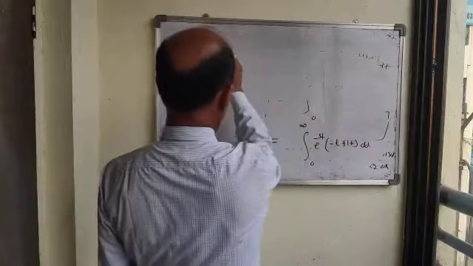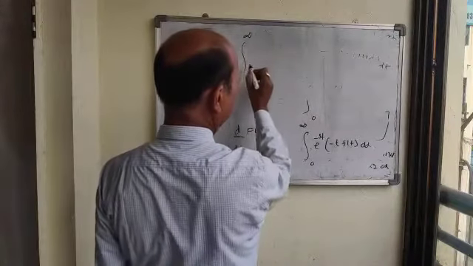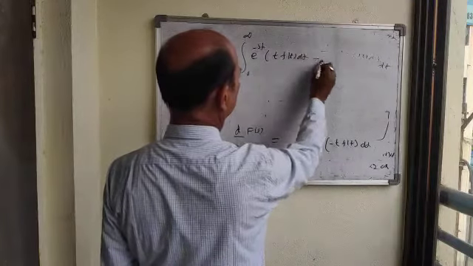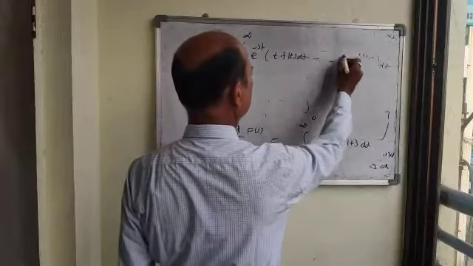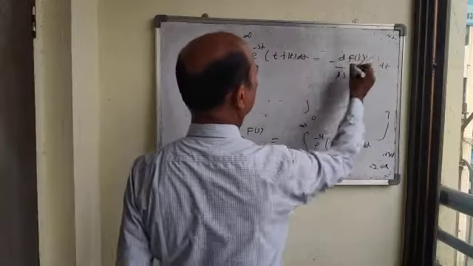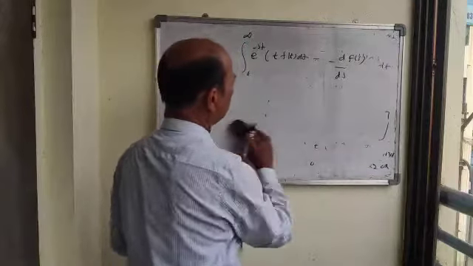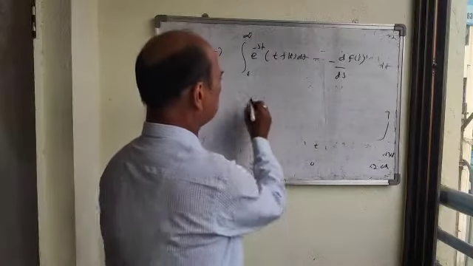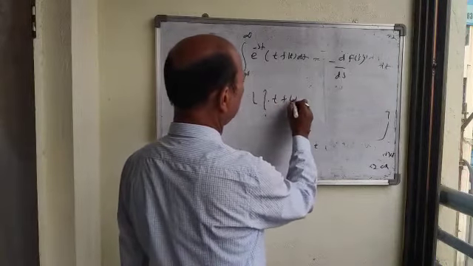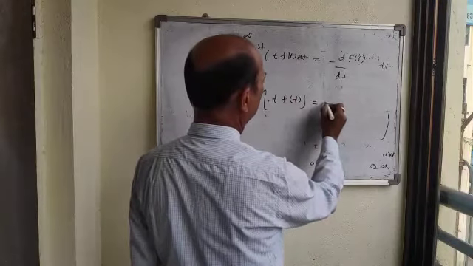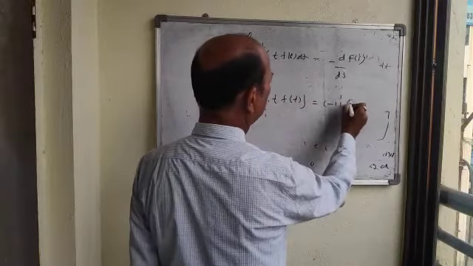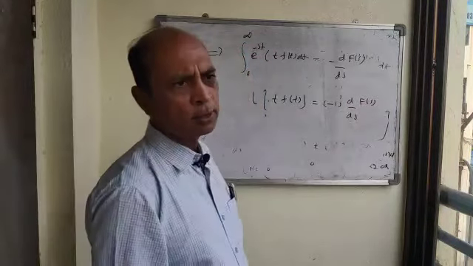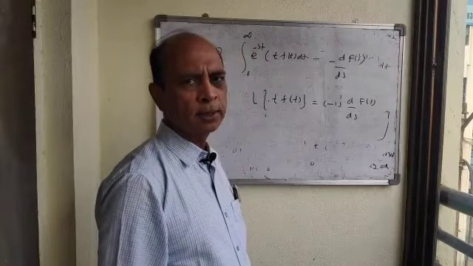Or we can write this integration from 0 to infinity of e to the power minus st t f of t dt. We can transfer this minus to here, that is minus d/ds of F of s. Now what is this? This is the integration from 0 to infinity of e to the power minus st t f of t dt. It means this is nothing but L of t f of t. So that is equal to minus 1 to the power 1 d/ds of F of s. I am writing minus 1 to the power 1 because we are going to find this result for n equal to 2.